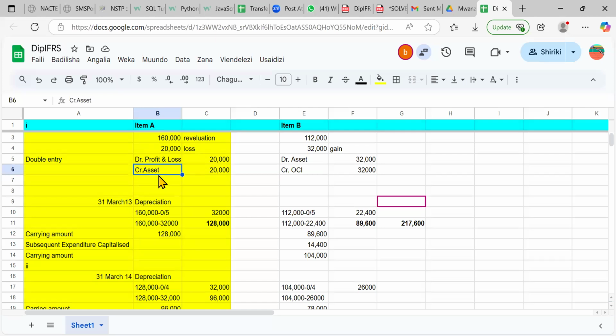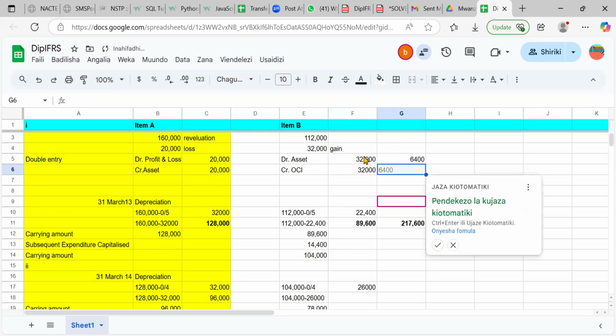So how much do we have? We had the revaluation gain of 32,000, right? So you take your 32,000 and you divide it by the remaining useful life, which was 5, and you get 6,400.